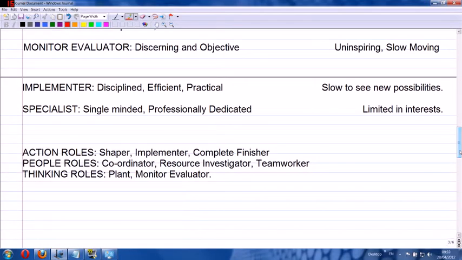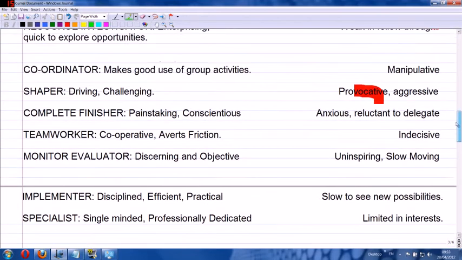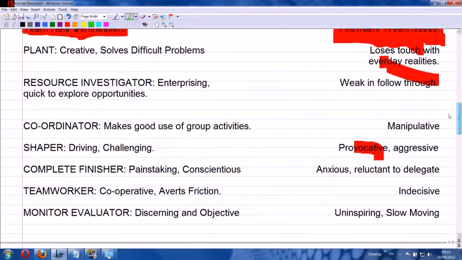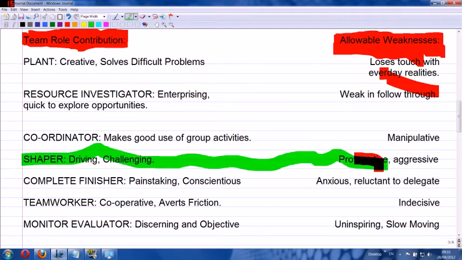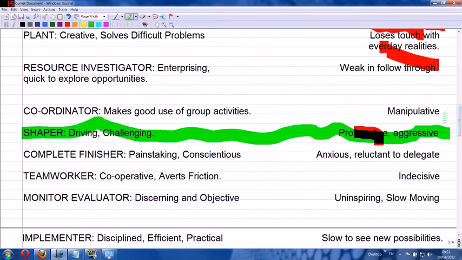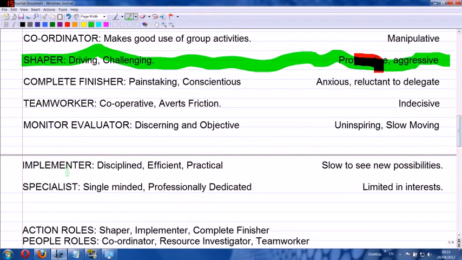So if we look at it like this, we can see there's three kinds of role that you can have. You could be a shaper, an implementer, or complete finisher. So, I can actually think of using my pen for something useful now. Shaper, implementer, complete finisher. So these are the action roles. Let's just put that. Shaper. Oh, you fucking. Shaper, implementer, complete finisher. Okay.